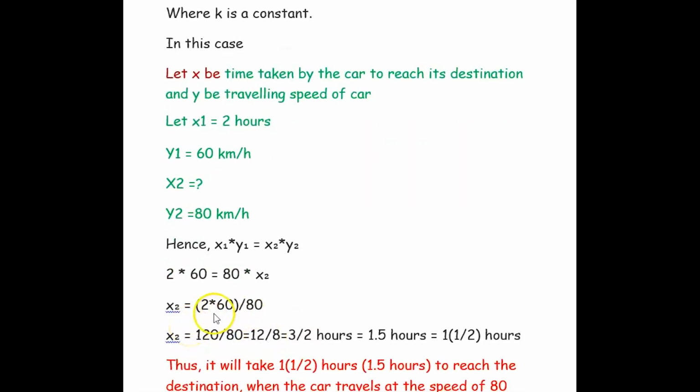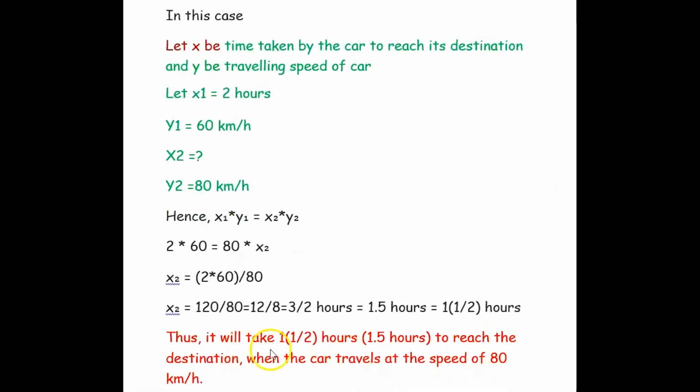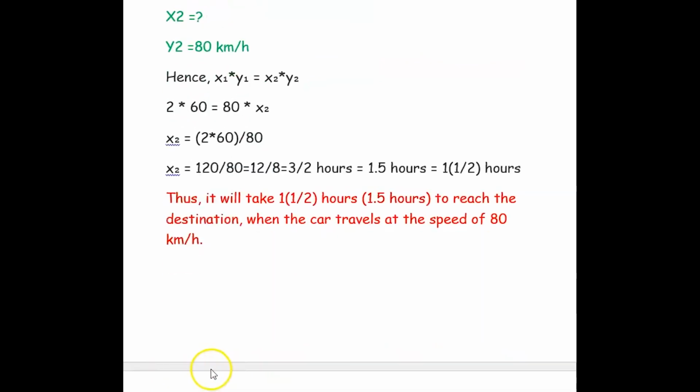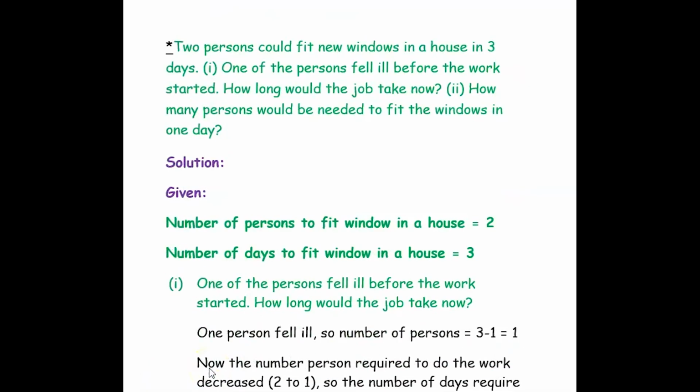On cross multiplying and simplifying, we will get x2 as 1.5 hours. So it will take 1.5 hours to reach the destination when the car travels at a speed of 80 km per hour. Now let's see the next example.